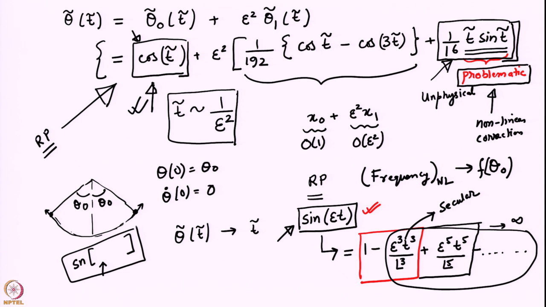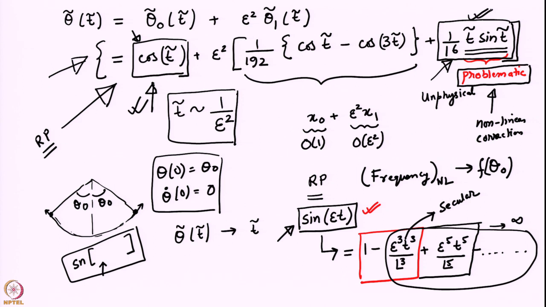I encourage you to go back and try expanding the exact solution that we had found for the nonlinear pendulum, subject to the same initial conditions, using the elliptic Sn, and put it in a package like Mathematica or MATLAB, and it will tell you what the series expansion is. You will find that the series expansion of Sn, the exact solution about epsilon equal to 0, looks very similar to this. That series expansion also contains these kinds of secular terms at every order.